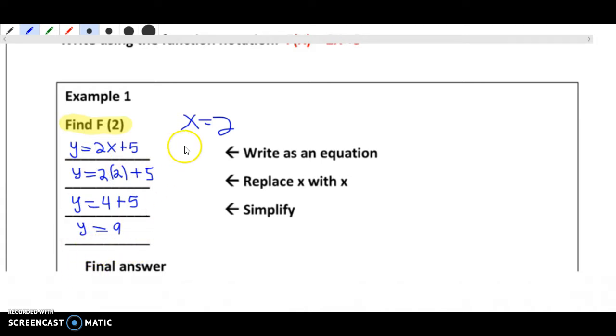So when the input is 2, we get 9 as an output. So we could say f of 2 is equal to 9. Here's another way you can write y equals 9. So f of 2 is equal to 9.